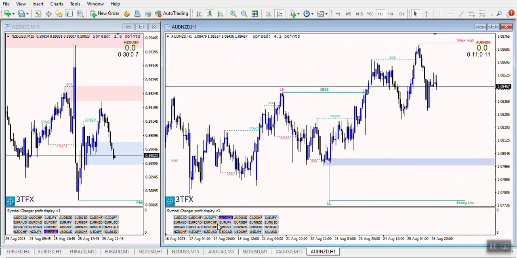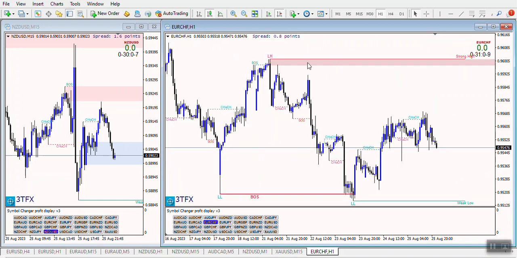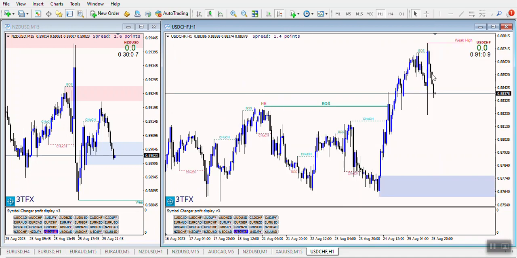Then Euro CHF, I'm also looking at it. Euro CHF here. If price continues to pull back up to this zone or order block, I'll also look for a sell setup on Euro CHF. And finally, USD CHF, I'll be watching USD CHF. If price drops to this level, then I will buy USD CHF. I'll look for the buy setup and buy USD CHF.